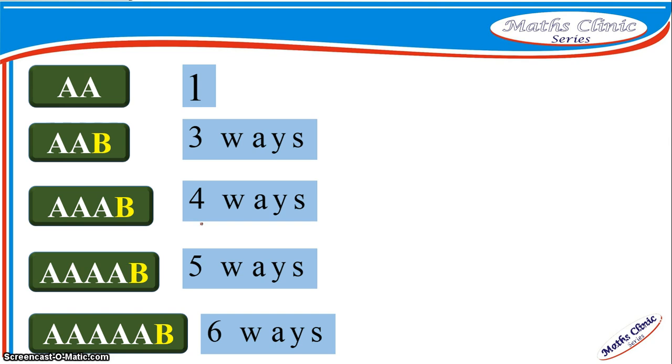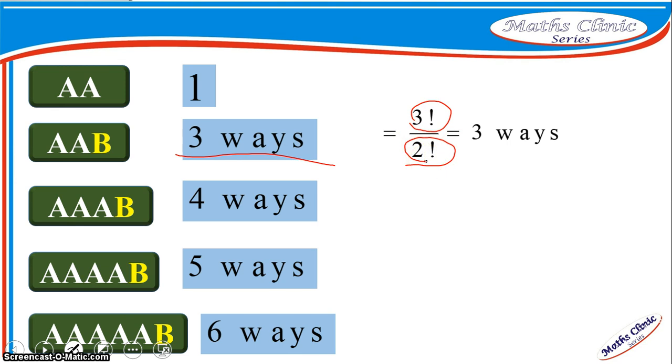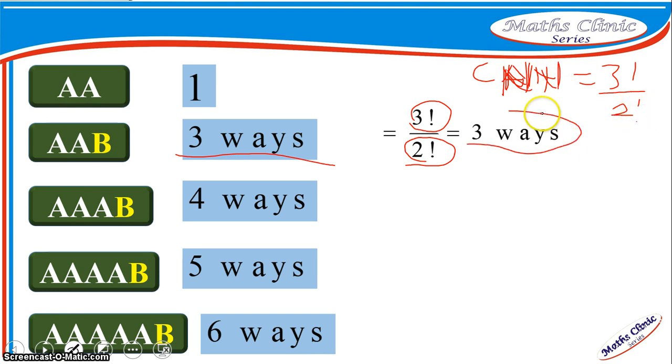But I can rewrite this number of ways also in a different pattern. For this particular 3 ways, I can write it as 3 factorial divided by the 2 that are repeating. Take note that from the onset, we said that if I want to arrange CAN, no repetition, the answer should give me 3 factorial ways. And this time around, let's say N is repeating, like CNN. Okay, so I'll still get 3 factorial divided by the number of N that are repeating, which is 2 factorial. And that will give me the same answer as 3 ways.